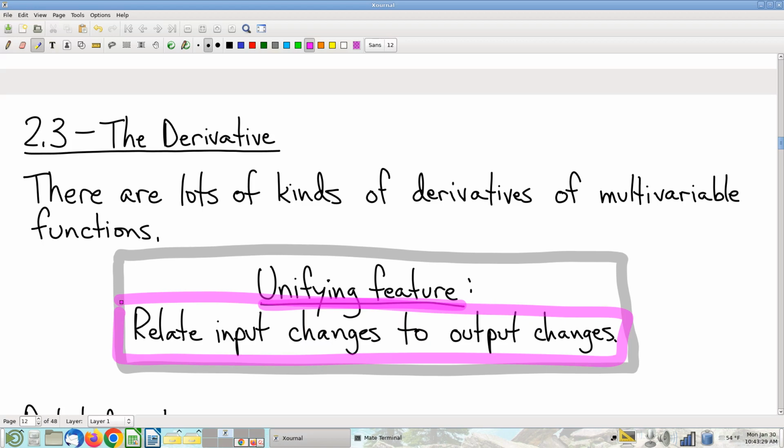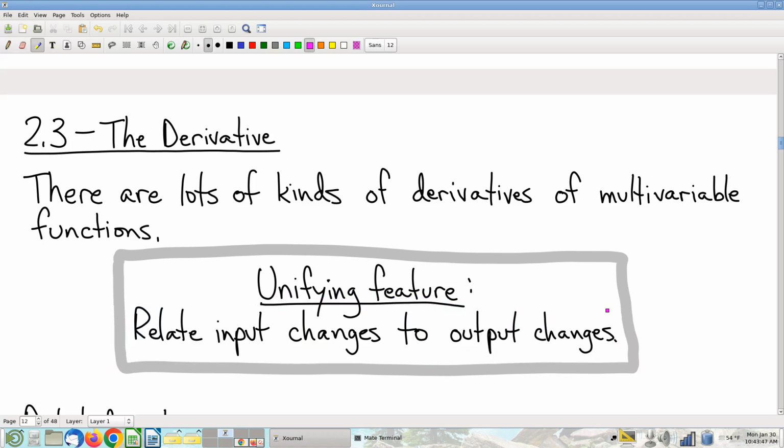There are, of course, different ways that you can say this. I think this is the most pithy and intuitive. When you have a function, you can change the input values. And then you could reasonably ask, well, what does that do to the output values? Right? And that's what derivatives are all about. So these multiple different kinds of derivatives will relate input changes to output changes in different ways and in different cases. But they all have this feature that they relate input changes to output changes.